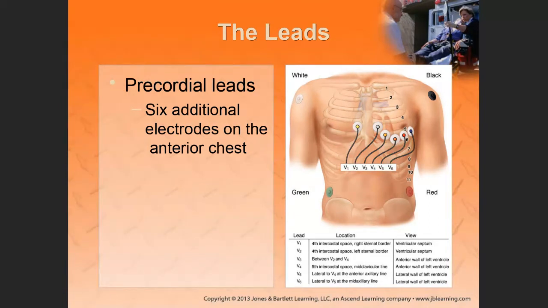You can also do a right side ECG because you don't get a full picture of the right side. You can do a right side ECG by shifting the electrodes over to the other side and swapping out V1 and V2. But that's not something you would be expected to do as an EMT. That's advanced stuff. All right.